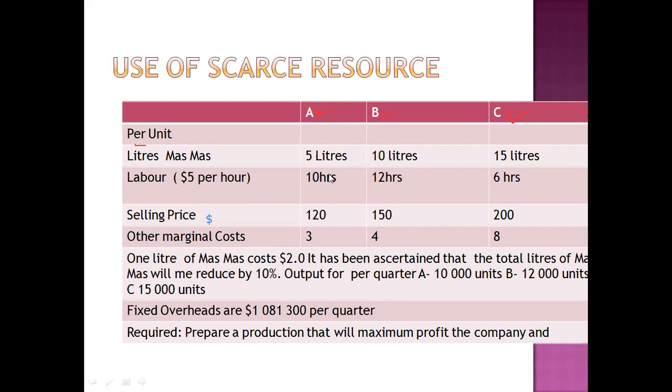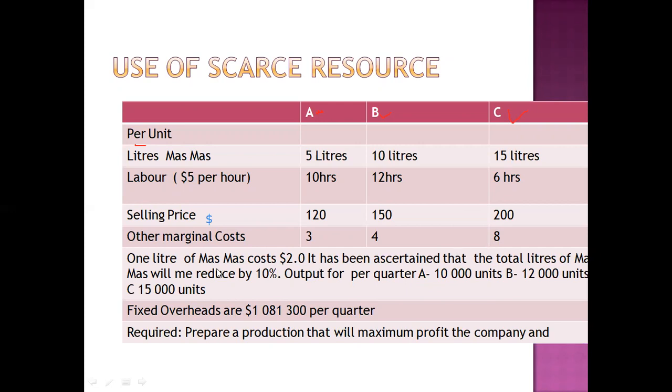We're saying the selling price for A is $120, then the selling price for B is $150, and this one is $200. These are unit prices. Then also these figures are in dollars. The other marginal cost is $3 for us to produce A, $4 to produce B, and $8 to produce C.